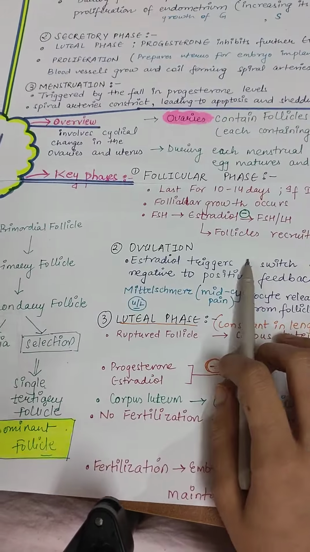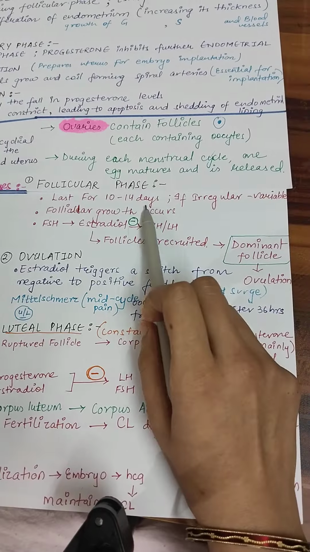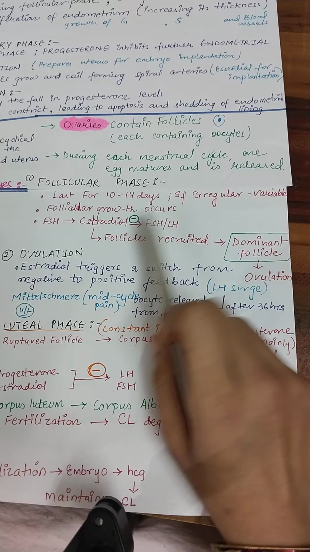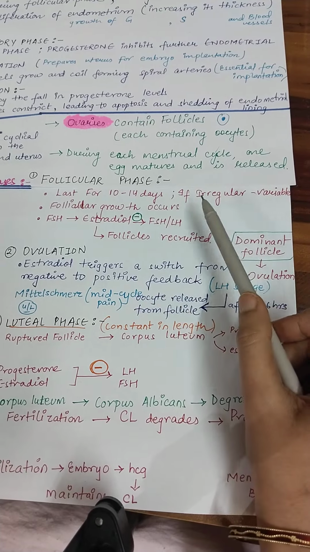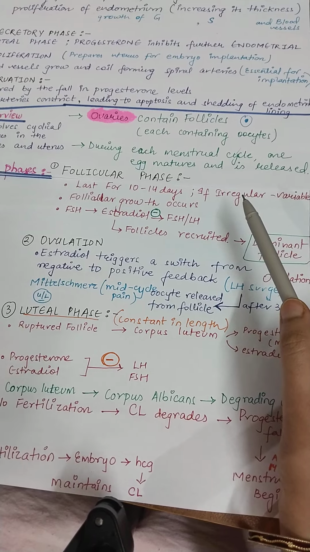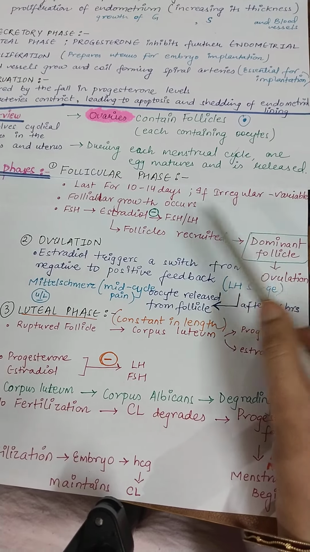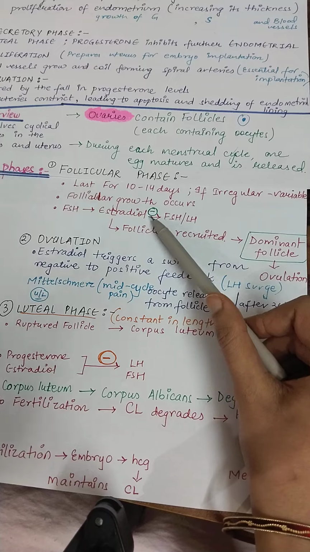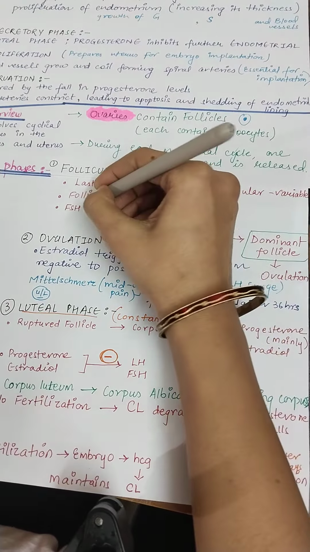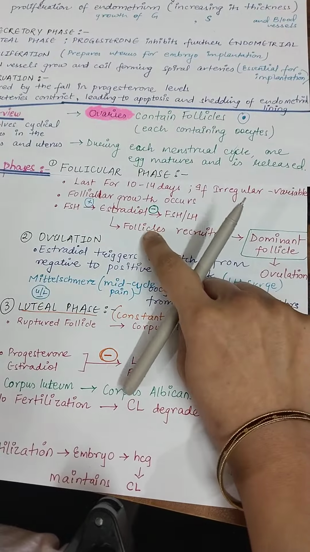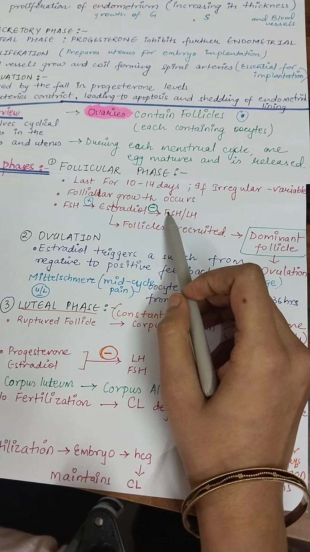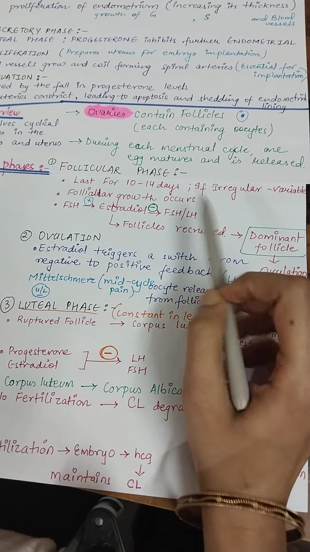Okay, starting with the phases, the follicular phase lasts for 10 to 14 days. If the cycles are irregular, it will be variable. Follicular growth occurs in the follicular phase. That means follicles undergo changes like primordial follicle, primary follicle, secondary follicle, like that. FSH is there in this follicular phase, which will have a positive effect and produce estradiol from the ovaries, which will have a negative impact further on FSH and LH.